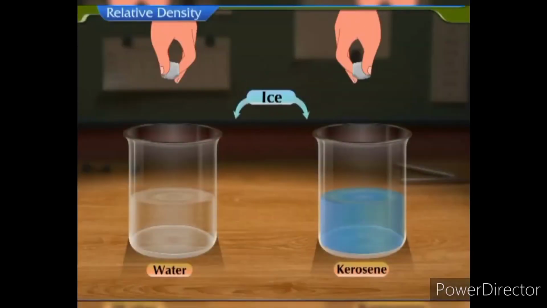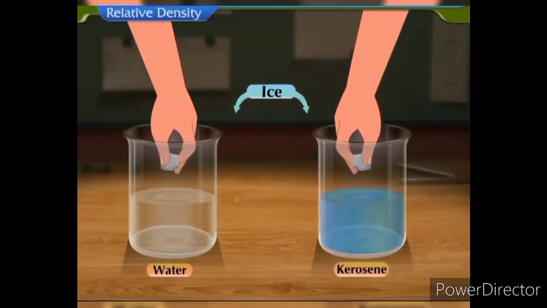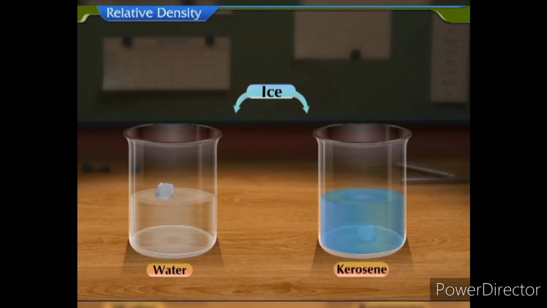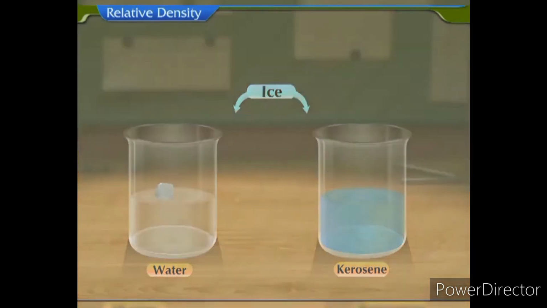Relative density. An object floats or sinks in a liquid depending on whether its density is less or more than the density of that liquid. Let us understand this by performing an activity.